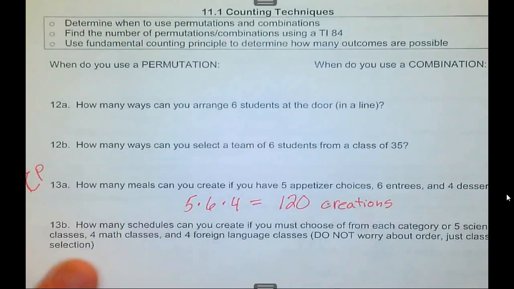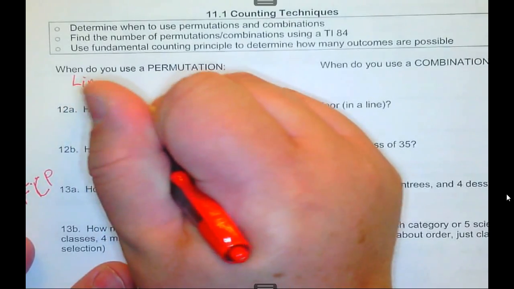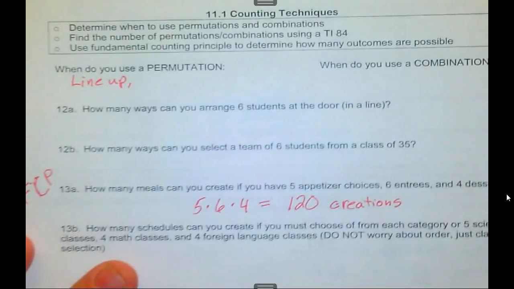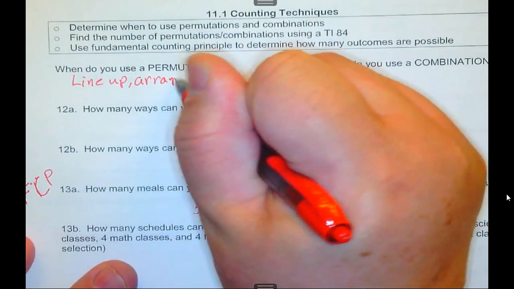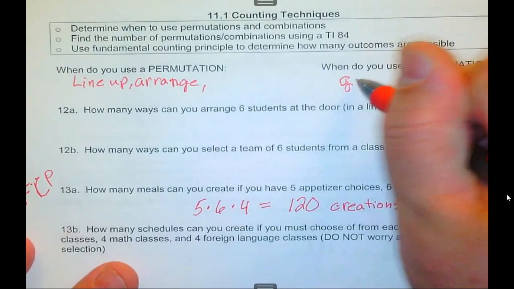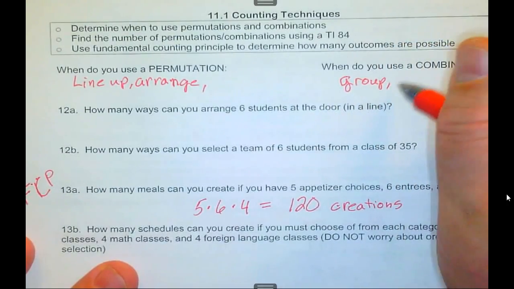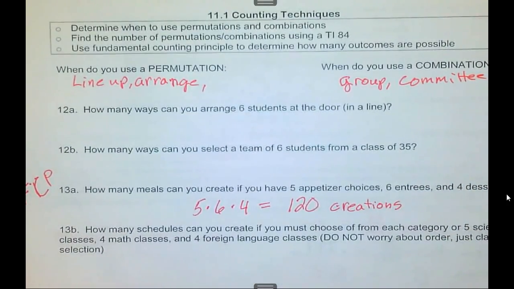When do you use permutations? Let's see, when you line up. Arrange, I think, was another one, right? Arrange, range, line up. I can't remember the last one. How about combination? Group, use it for a committee, team.